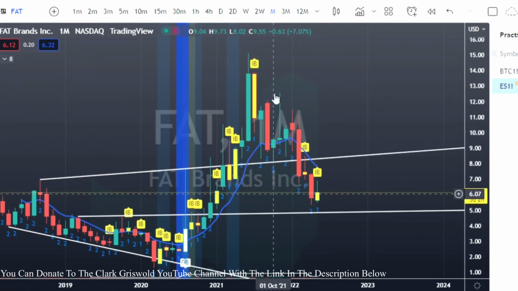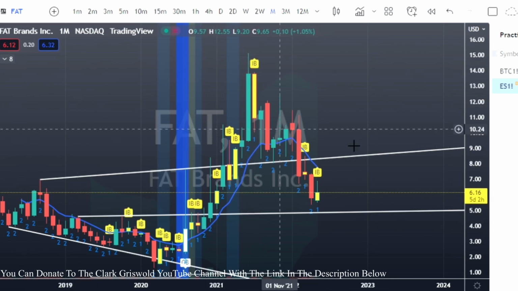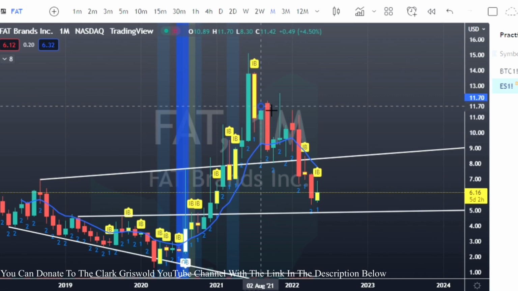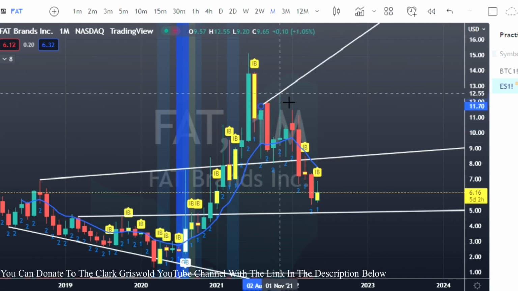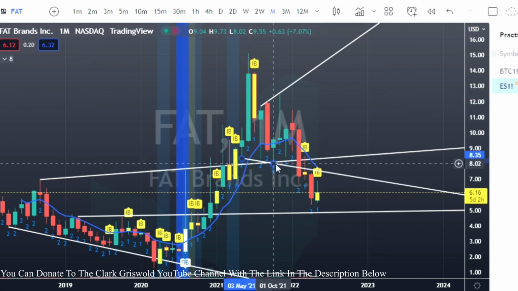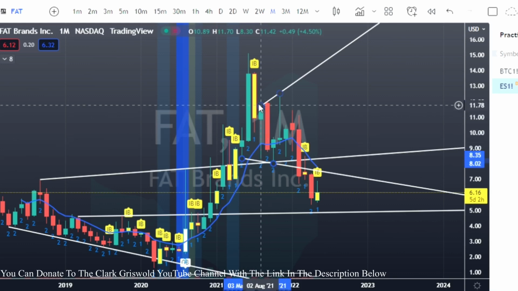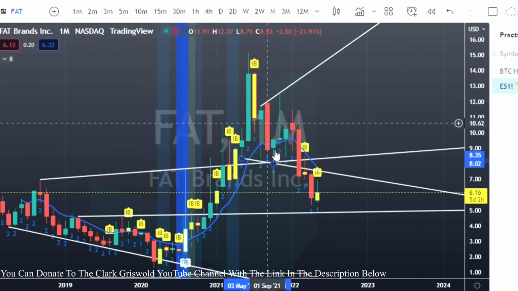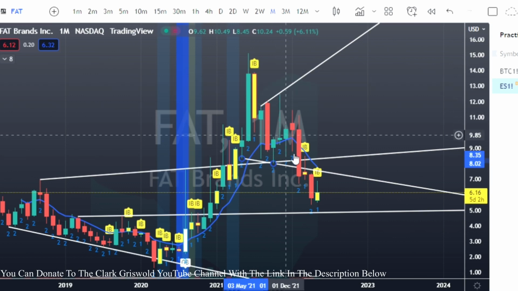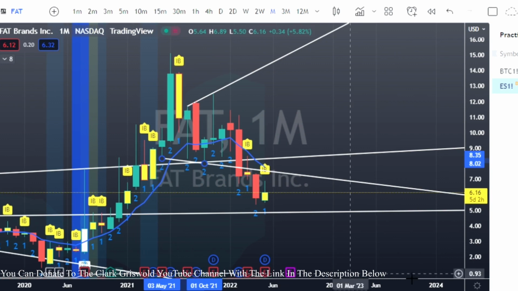And these are a little tough to draw. I'm not going to draw one here. But you could draw one here. Okay, so coming from there, you could draw another one here, coming from there. Okay, so we have this higher high, down to a lower low, to a higher high, to a lower low, and we just come back down through the range again.